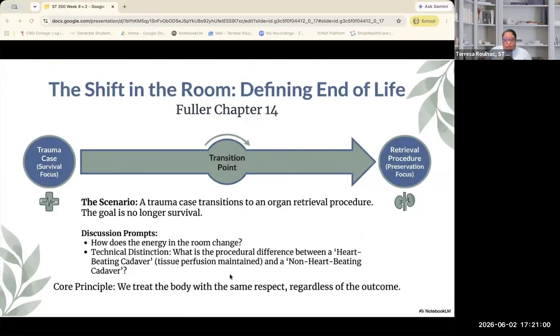Now, in our particular case, it did not transition. In some cases, it does transition to organ retrieval. The shift changes the energy in the room. Okay. For ours, we stopped. Working at a children's hospital, you realize that our patient was 4. Not that that changes the situation in the fact that we lost the patient, but it hits you.